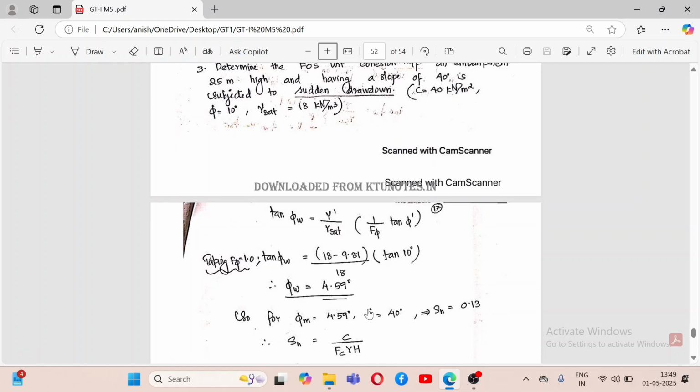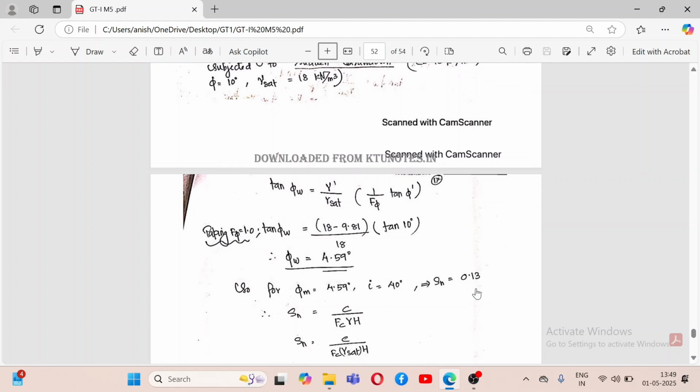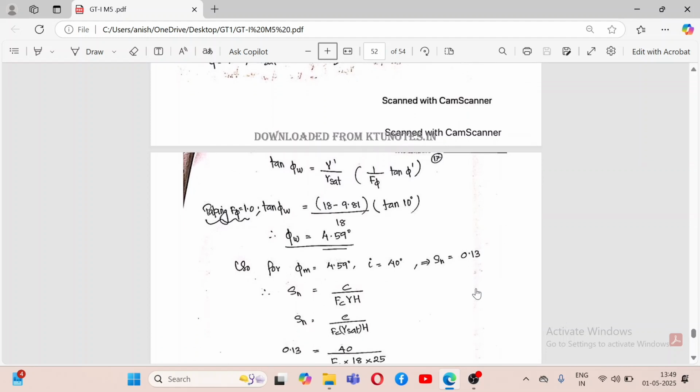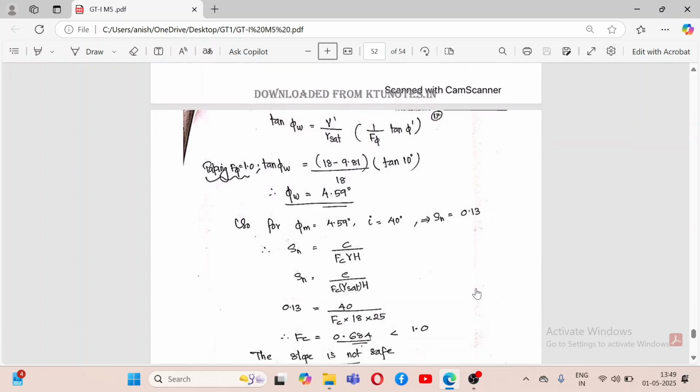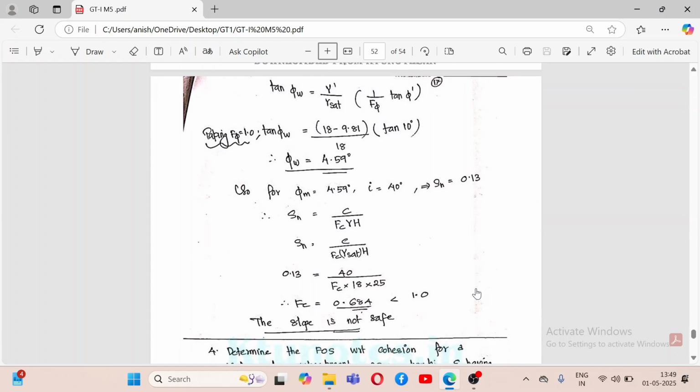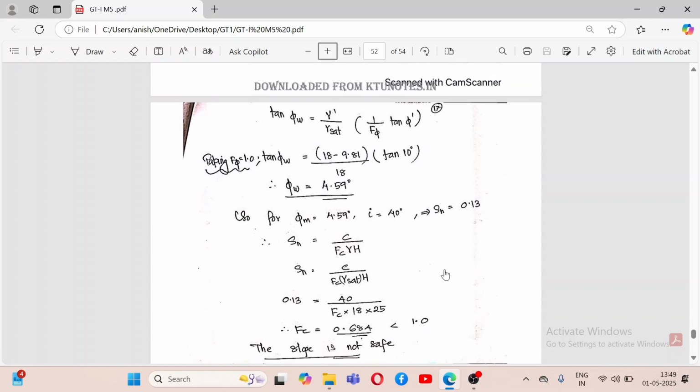Correspondingly, you need to check for 4.59 and find the stability chart number. You have to do it by interpolation. Make sure that you know how to do interpolation. I think I have taught you in the third module. So you substitute it: Sn is equal to C divided by Fc gamma sat h. You get Fc as 0.684, which is less than 1, so the slope is not safe. When it is less than 1, it is not safe. It is there in the theoretical portion. You have to study it and then try to solve the problem.